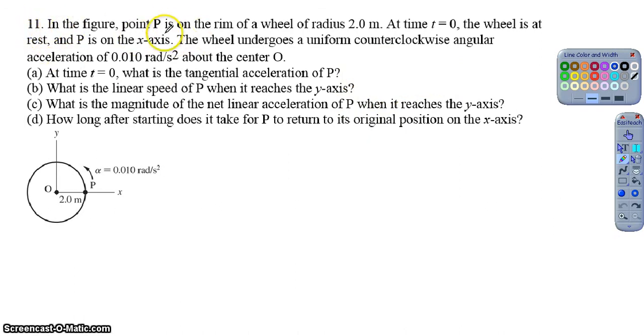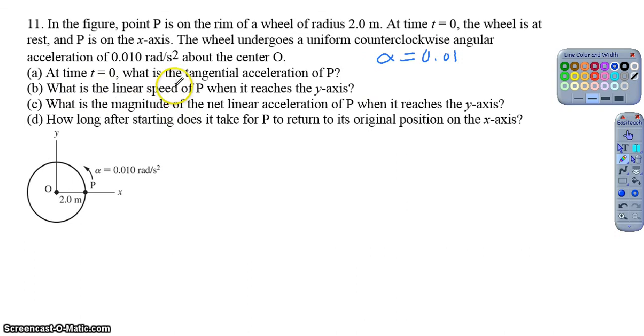So in the figure below, point P is on the rim of the wheel, radius 2 meters. At a time of t equals 0, the wheel is at rest, so we know our initial velocity should we need it. And point P is on the x-axis. The wheel undergoes a uniform counterclockwise angular acceleration of 0.010 radians per second squared about the center. Okay, so they give us our constant acceleration, which is good to know, so we know our alpha.